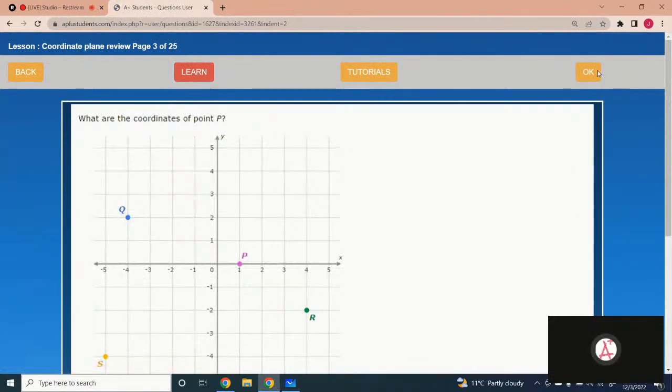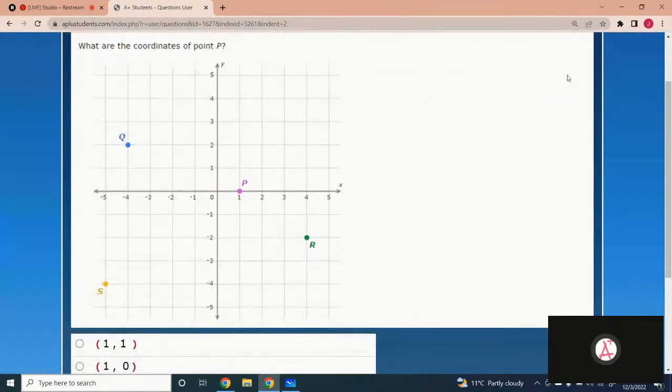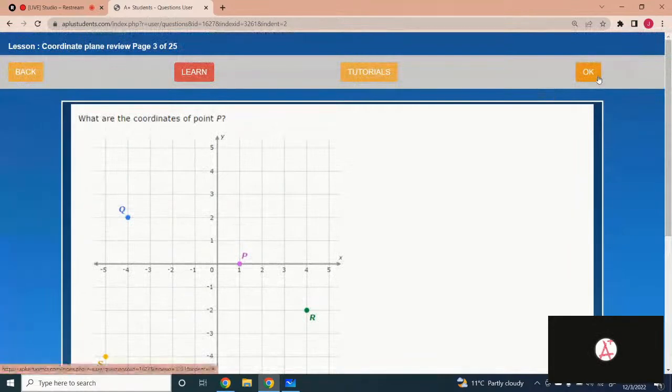Okay, what are the coordinates of point P? Just find the point P on the graph. Here is the point P on the graph. So the x value for the point P is 1, and the y value is 0. On the line that is the x-axis, all the y values are 0. So it would be 1 and 0. Got it? Just select the correct option, then click on the OK button.